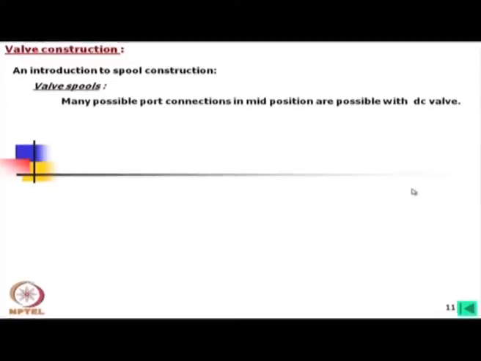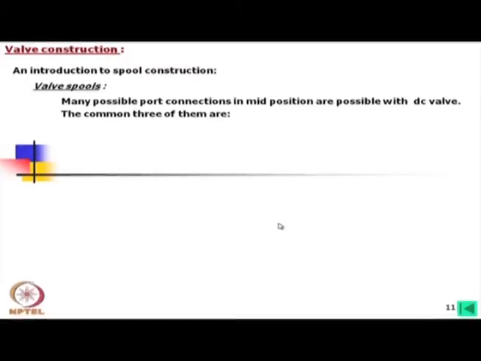Now, valve spool: many possible port connections in mid positions are possible with a DC valve. DC valve, direction control valve, we can make it on-off, and we can make it infinite position control, and again it might be closed port, open port, fully closed, partially closed, many such things. So, while we are designing such a spool, we have to take care of both functional aspects and also material aspects.